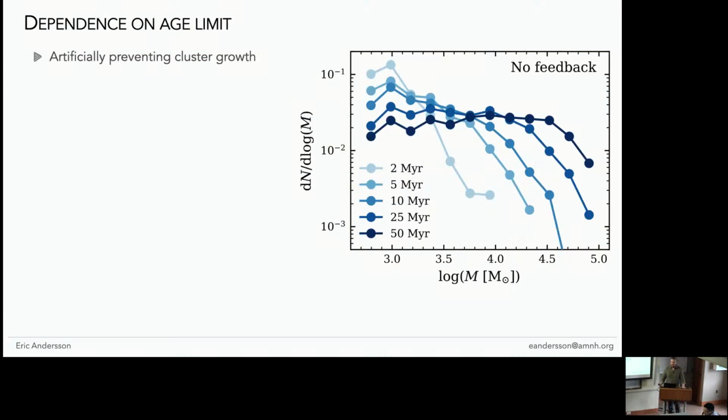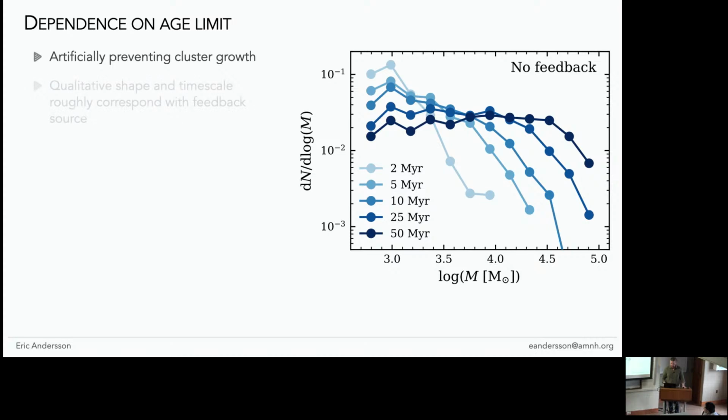To do that, I made a very, very simple experiment. I basically took the simulations without any feedback, and then I artificially introduced limitations to growth, which is basically what feedback is. When you get feedback, you inject energy into the gas, and it's very hard to form stars. So you're limiting the mass growth of the galaxy. I did this in the no feedback case by just selecting stars below some mass or some age limit. So going from 50 million years, we have this, and then 25. This is the one that I showed before. 25 is what I used for all the other simulations. And we have 10, 5, and 2.